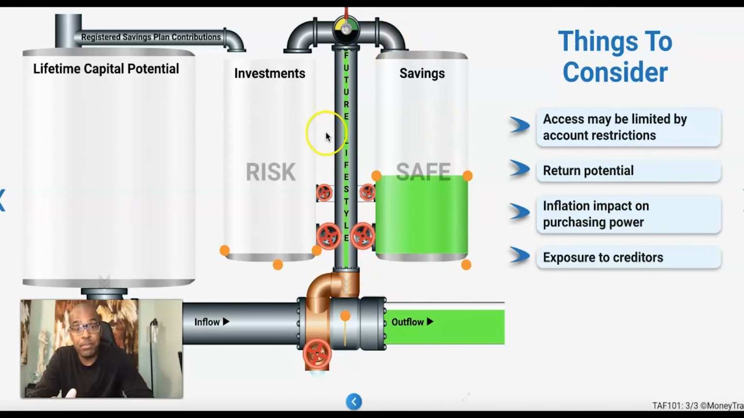One of the things that people often don't contemplate is that the savings account is not registered, not protected. It's a non-registered account. Then it's being exposed to creditors. So these are some of the things you should be considering if you're investing.